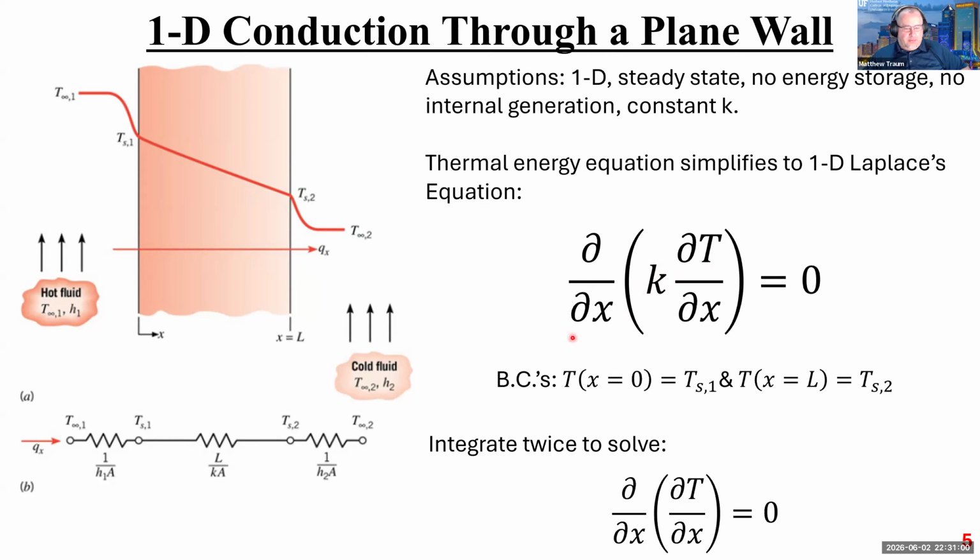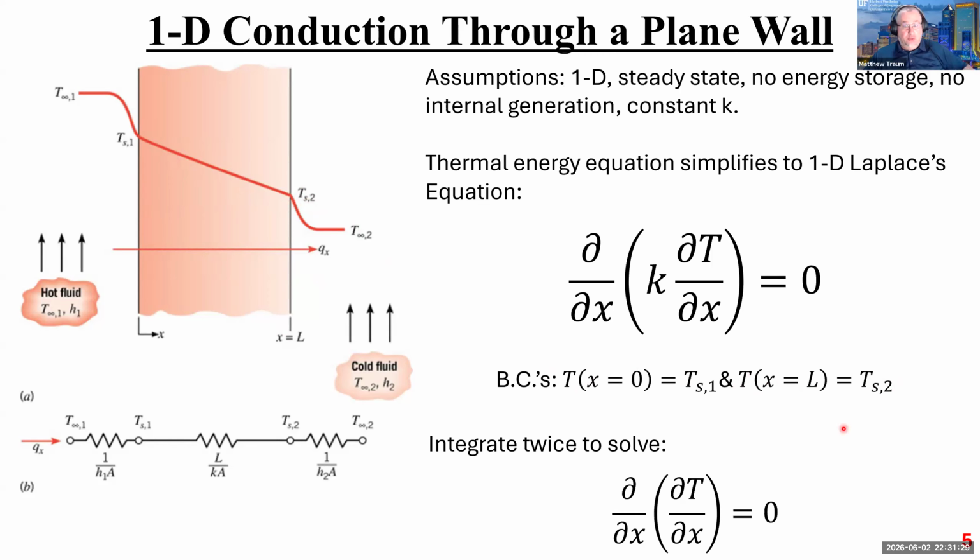Okay, so we have two boundary conditions. The first one is that at x equals 0, the temperature is Ts1, the temperature of surface 1. So that's right here, x equals 0, Ts1. And then here we have at x equals L, the temperature is Ts2, surface temperature 2. So here's x equals L, here's temperature of surface 2. Those are our boundary conditions.